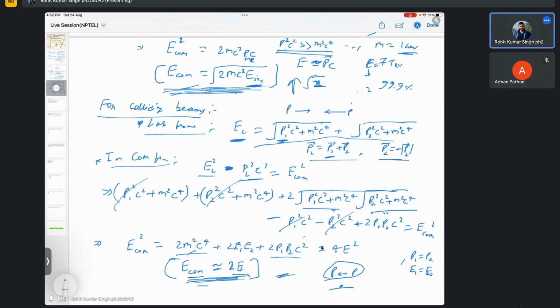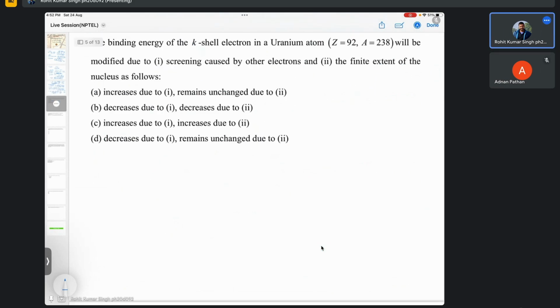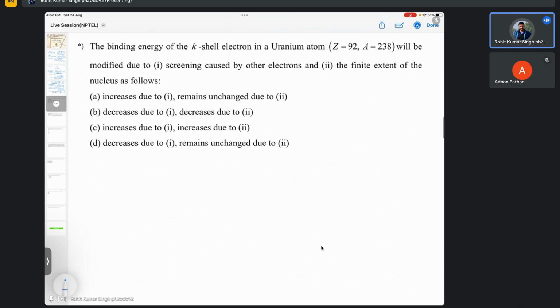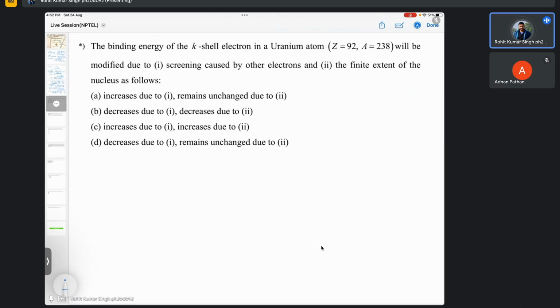Okay. Yes, sir. Got it. Yeah. So then let's move to one problem. This is a problem from last week's. I wanted to discuss it, but I think because of time constraint I didn't. So it's a very simple problem. Let's think about it.